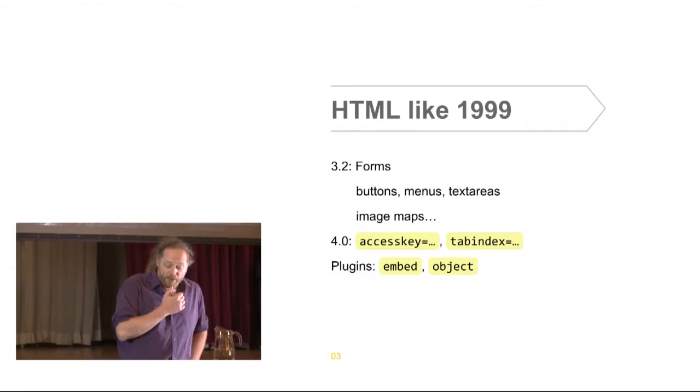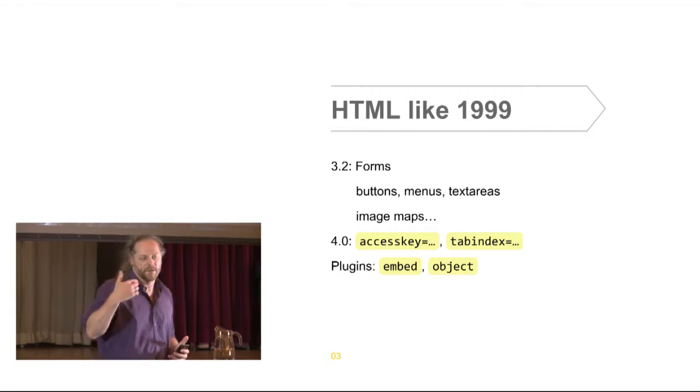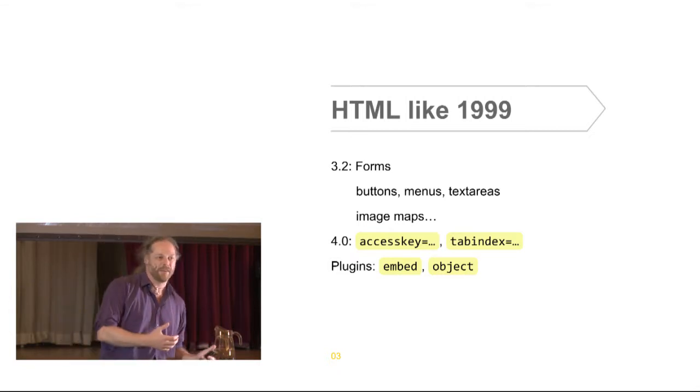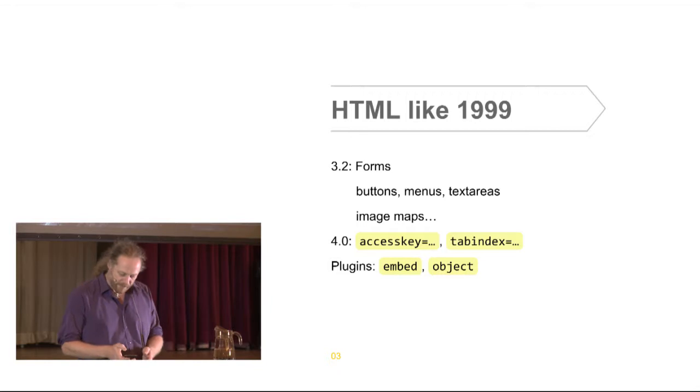HTML introduced a couple of cool things. It introduced access key and it introduced tab index. HTML also got the embed element that wasn't standardized ever until HTML5, but did work. And it got the object element a little bit later.